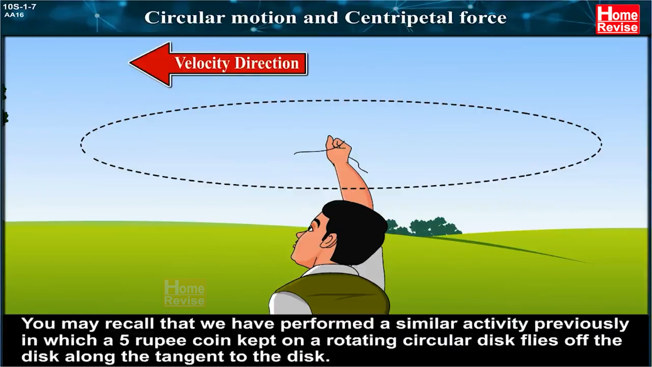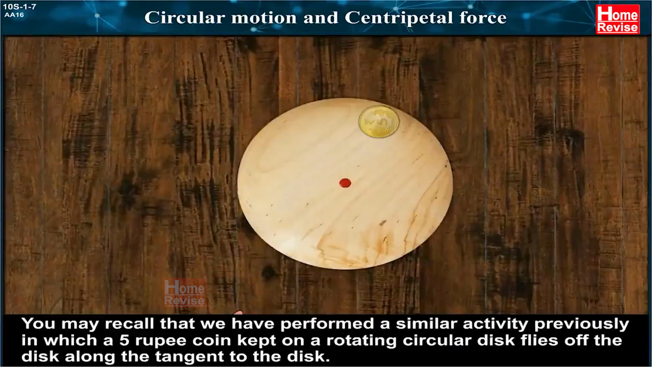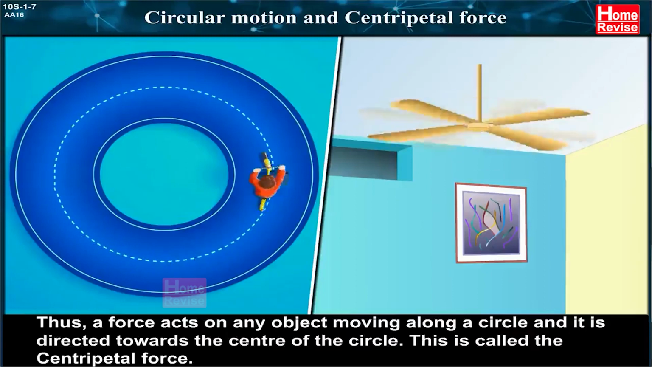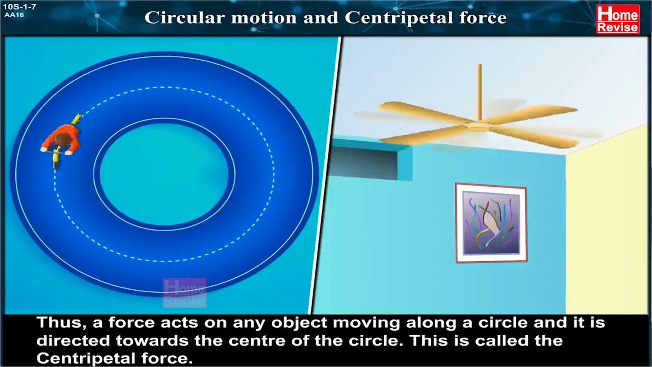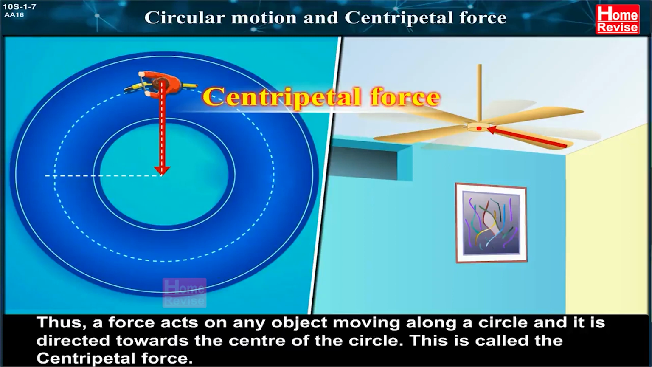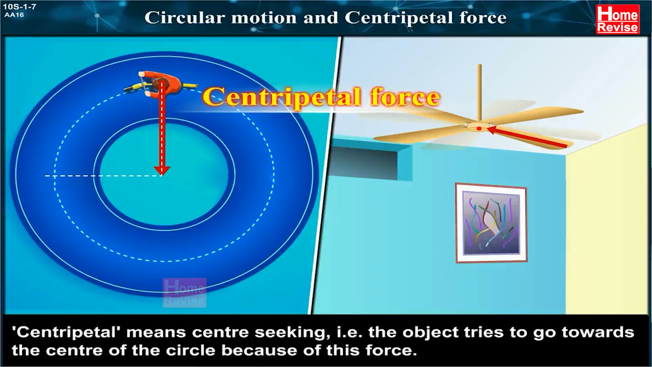You may recall that we have performed a similar activity previously in which a 5 rupee coin kept on a rotating circular disc flies off the disc along the tangent to the disc. Thus, a force acts on any object moving along a circle, and it is directed towards the center of the circle. This is called the centripetal force. Centripetal means center-seeking. That is, the object tries to go towards the center of the circle because of this force.